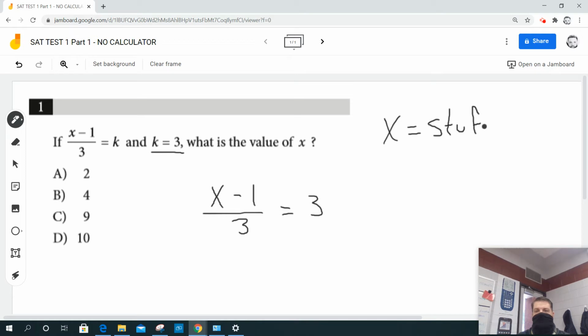The easiest way to do that is the inverse operation. So we're going to do the inverse. Now, inverse is a fancy math word that really kind of means opposite, but I don't want to use the word opposite. In fact, I'm not even going to write it down.